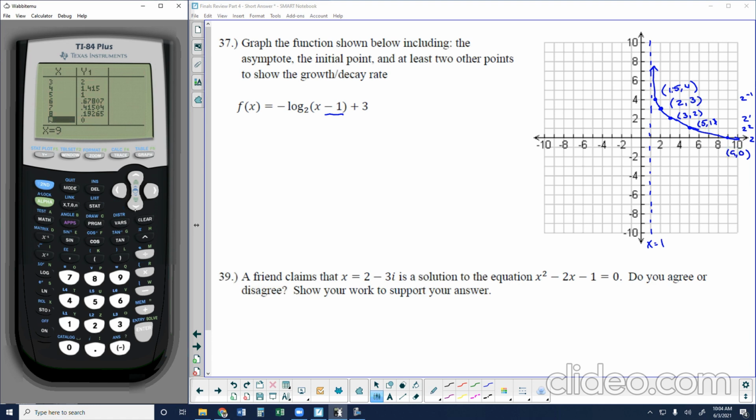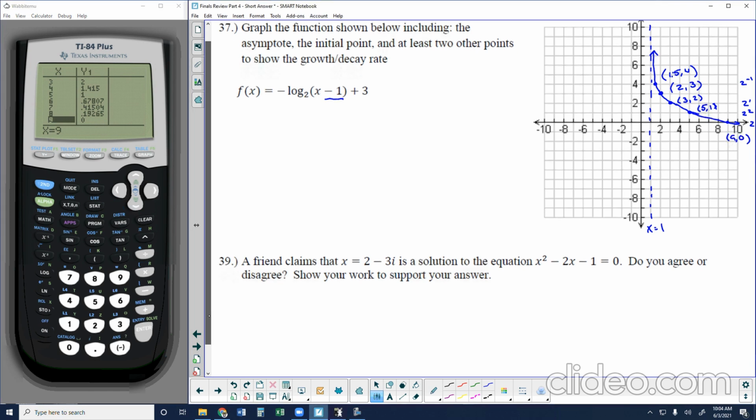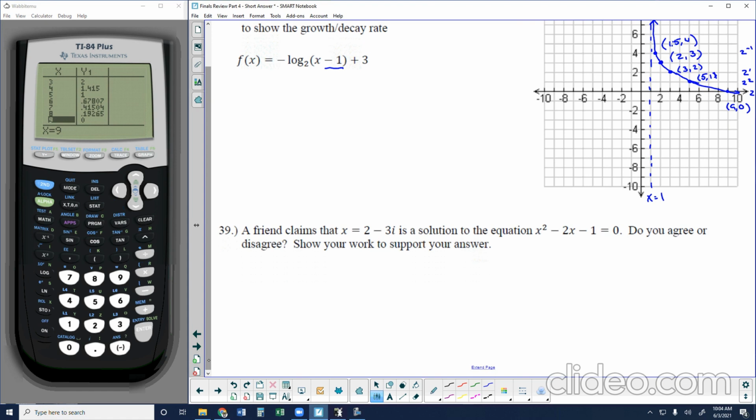Problem 39, it appears that we skipped problem 38, which is okay, but problem 39 on the packet says a friend claims that x equals 2 minus 3i is a solution to the equation x squared minus 2x minus 1 equals 0. Do you agree or disagree? And show your work to support your answer.